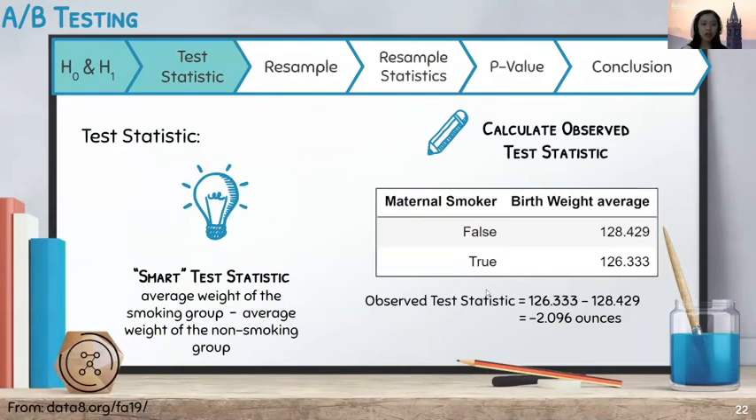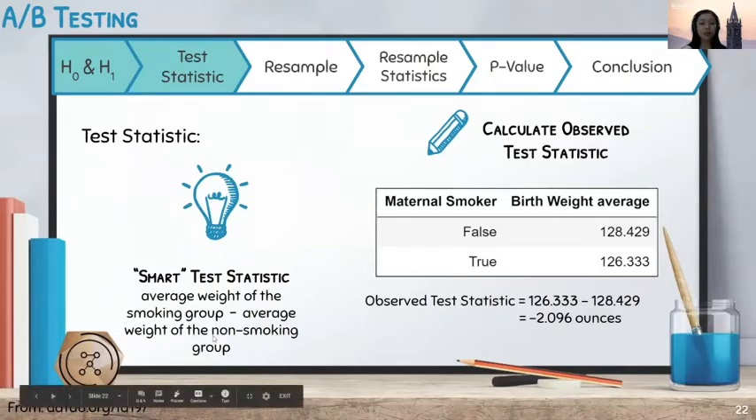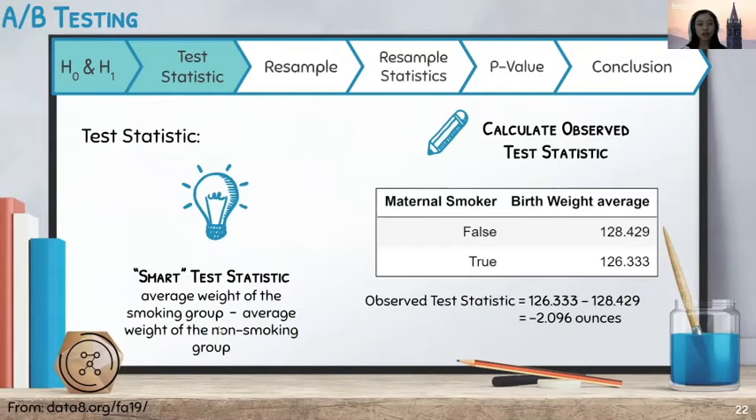Next, we would choose our test statistic. So in this case, we are choosing the average weight of the smoking group minus the average weight of the non-smoking group. So a really, really low test statistic would be leaning towards our alternative hypothesis, which would make it easier for us to compute our p-value later on. And then we calculate our observed test statistic, and in this case, we got negative 2.096 ounces.